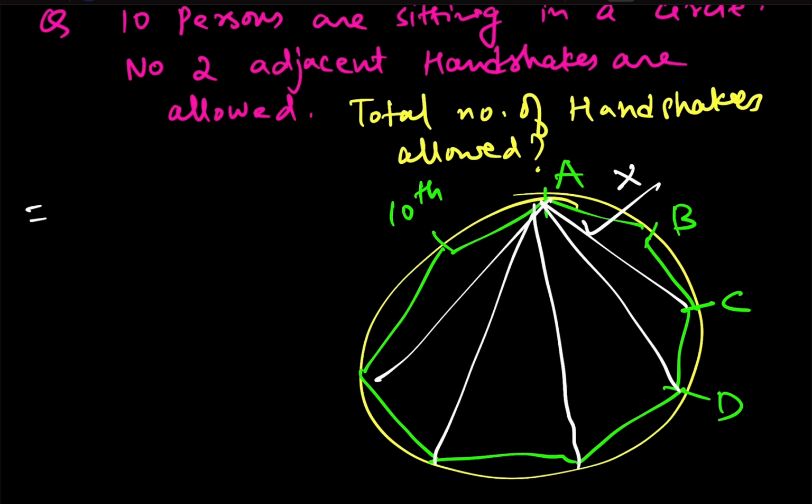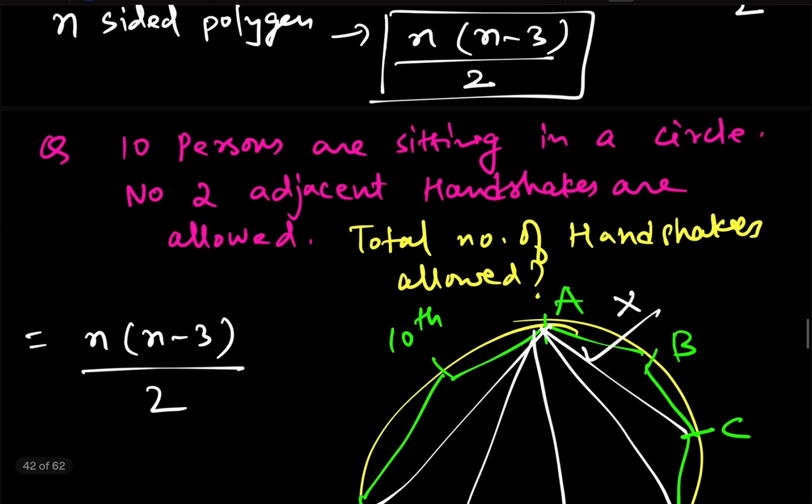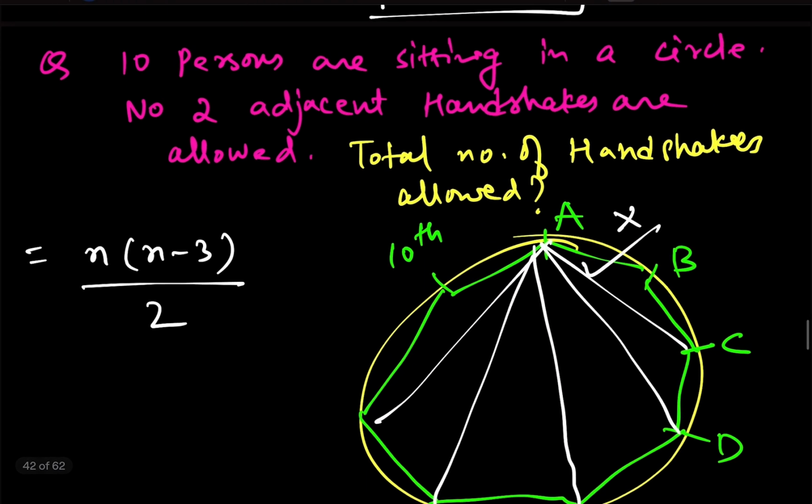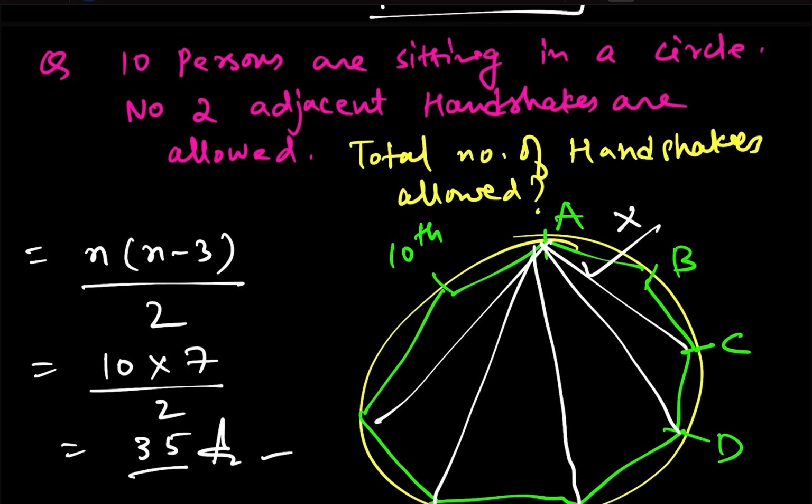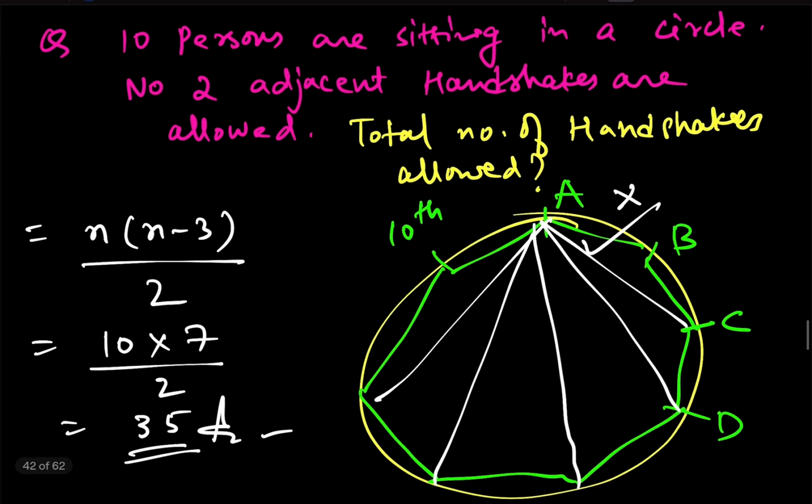So we will directly use our formula for the total number of diagonals of the polygon. n into (n minus 3) by 2, this was our formula, as you can see. So for 10 into (10 minus 3), that is 7, by 2. So a total of 35 handshakes are allowed. I hope that I made this clear.